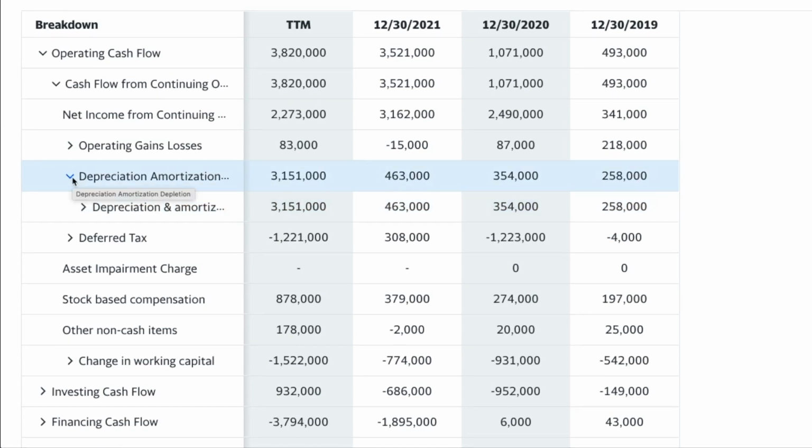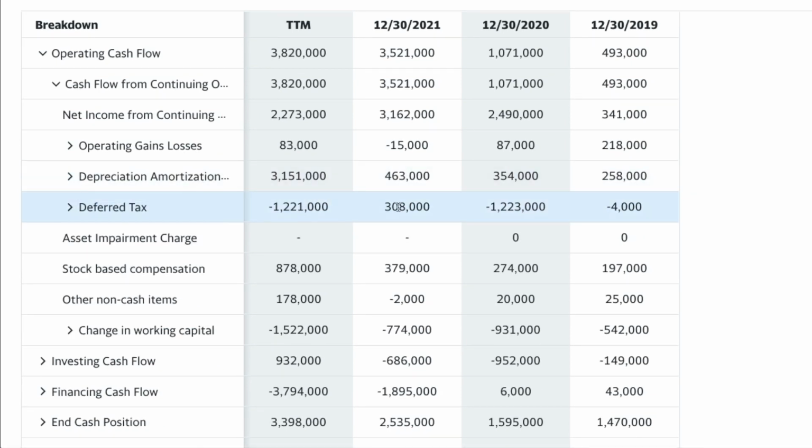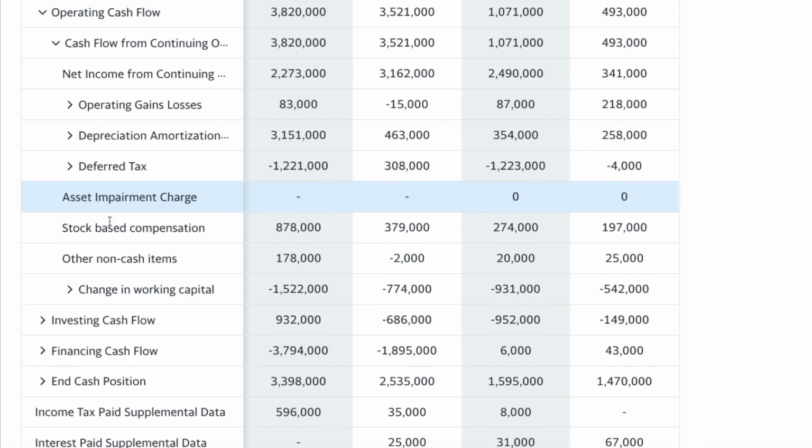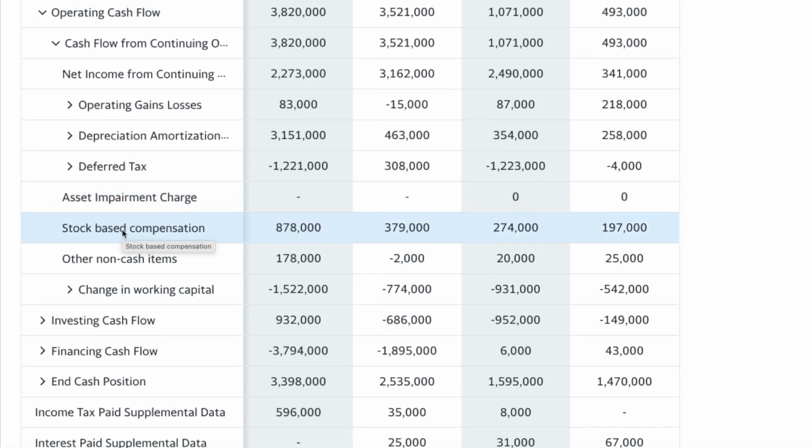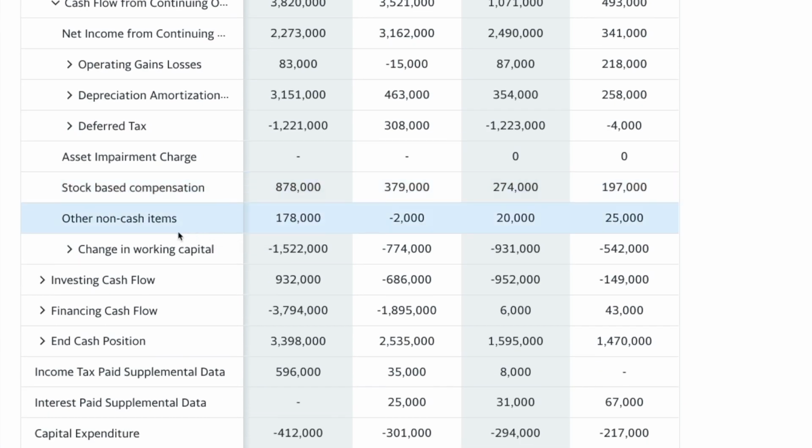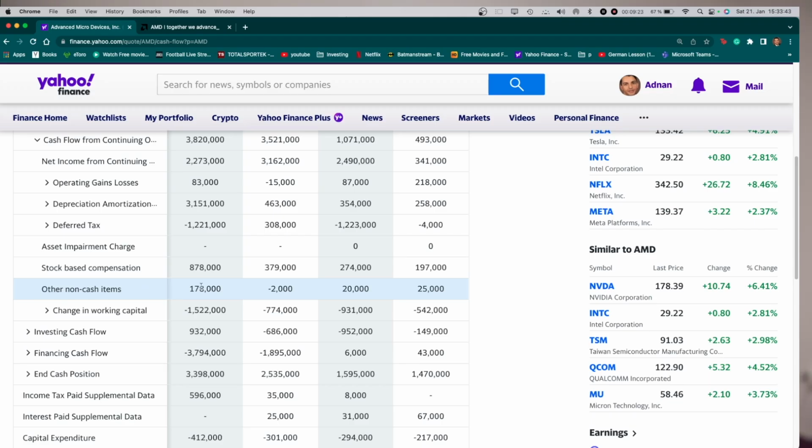A similar case is the deferred tax, and in this case they have to pay around $1.2 billion, so that's why it's negative. Next on the list is the stock-based compensation. Stock-based compensation is a corporate way of using stocks or stock options to reward employees instead of direct cash. The next is other non-cash items, which is 178 million.